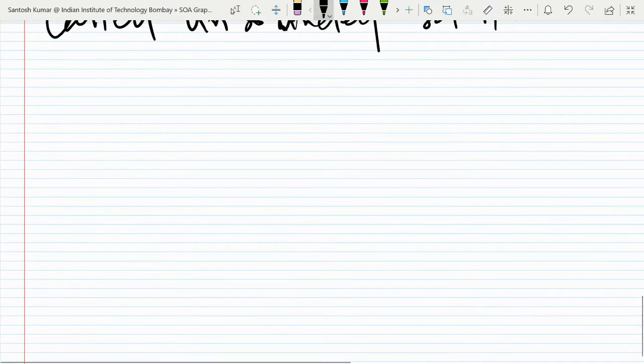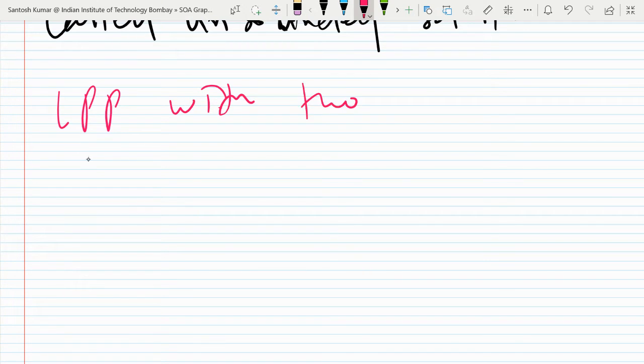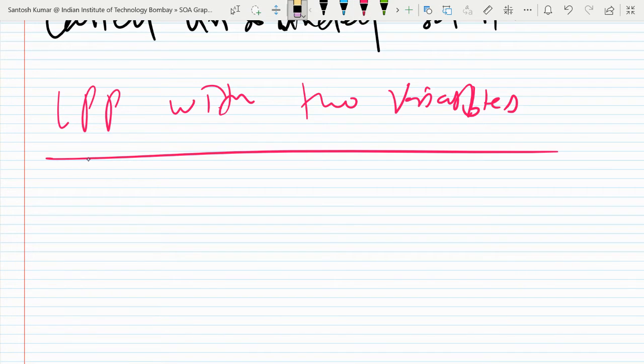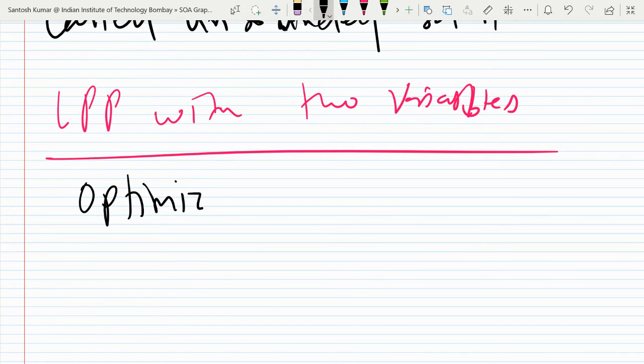So there are many methods to find the solution of LPP. When you have just two variables, I would like to write LPP with only two variables. This is the easiest case. LPP with two variables. So the standard form is like optimize. Optimize, I'm writing, it means either maximize or minimize.